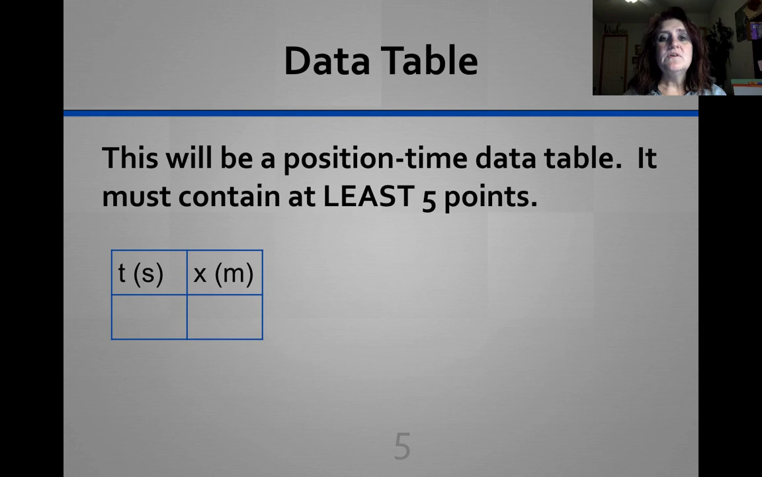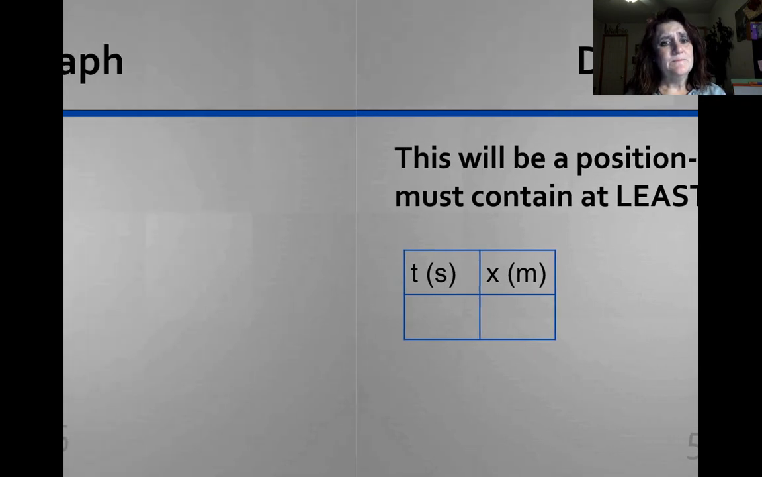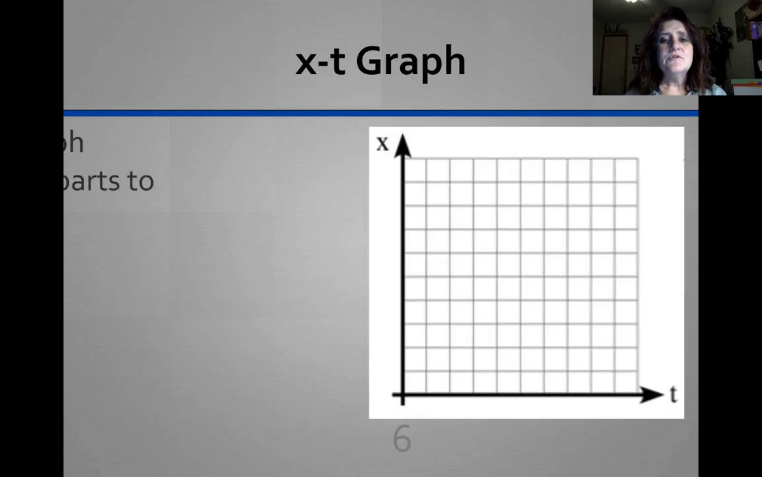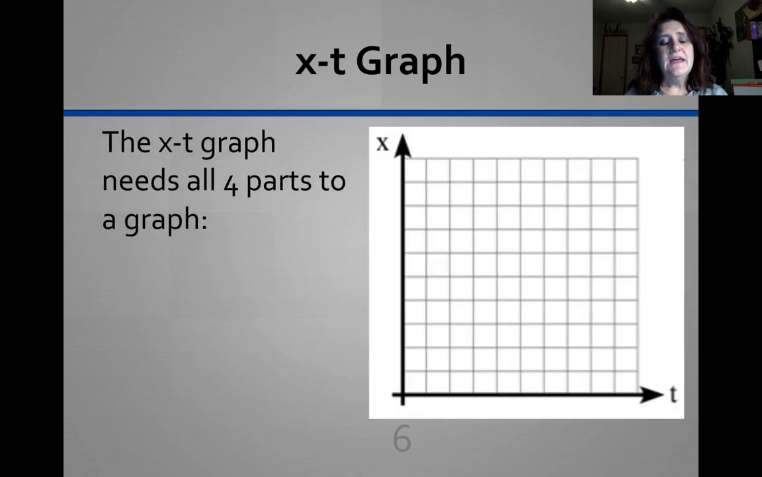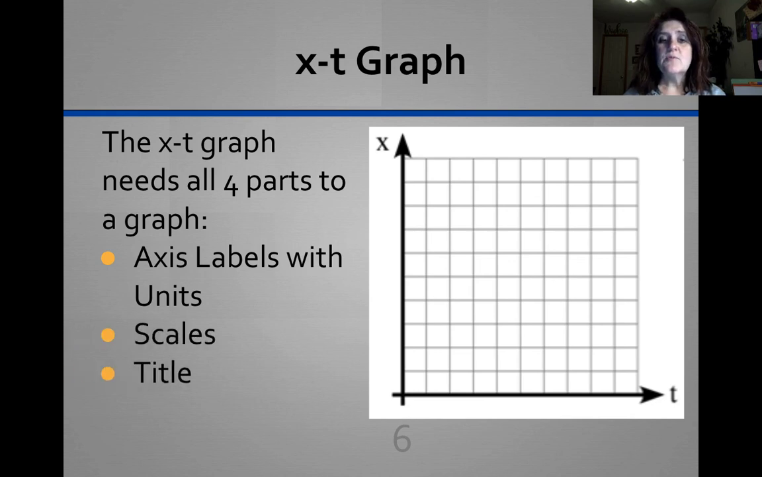So a data table will consist of hopefully at least 5 points, and it will be time position data, but it's called a position time data table. From the data table, you can draw an XT graph, and the XT graph needs to have all 4 parts of a graph. It needs to have the axis labels with the units. It needs to have scales, and remember scales are what you're going to count by. It should have a title, and then obviously plot the points and draw that line of best fit, which these should all be lines.